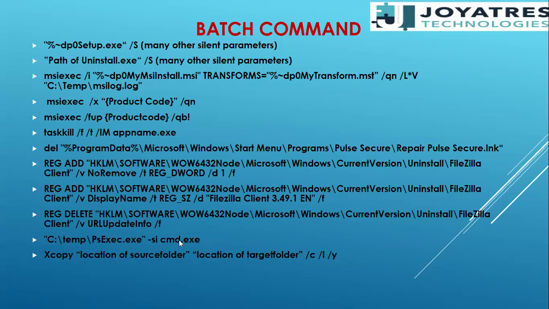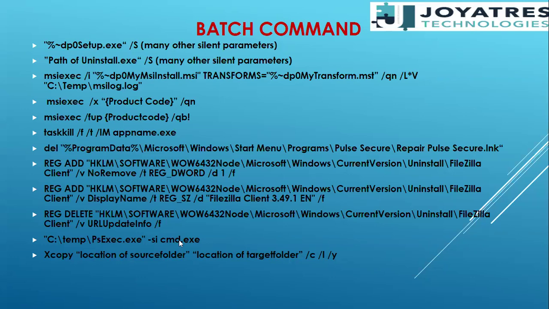Then we have a taskkill command. So we created a VB script to task kill. For this one we will just give taskkill slash f slash t slash im, and we have to give that exe name. It is going to forcefully kill that particular application.